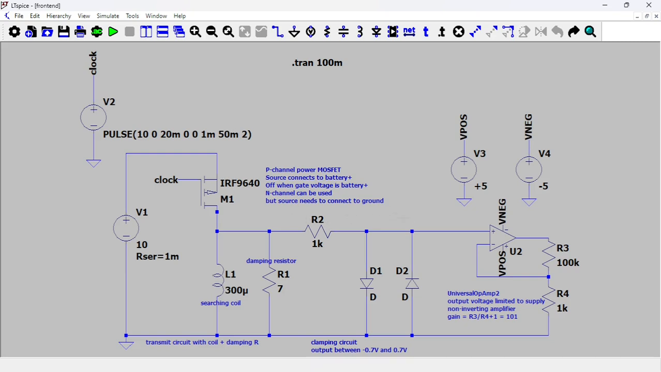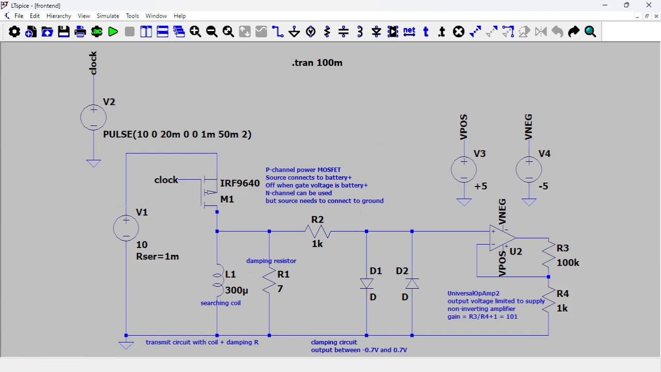This is the R2 and the two diodes. It's basically the clamping circuit. And this is the preamp. This is the preamp. So it's just a non-inverting amplifier. So let's go through the stuff.